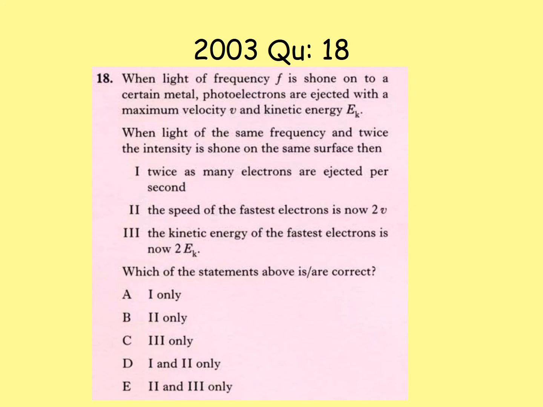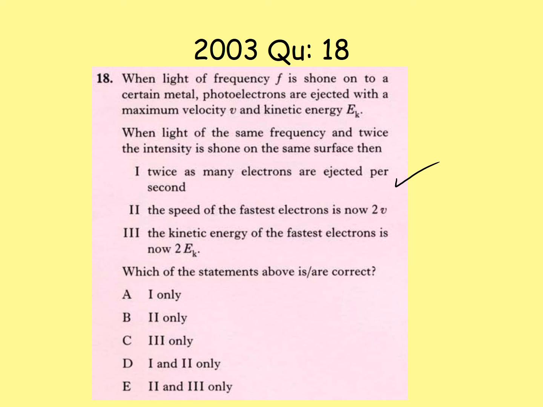2003, question 18. When light of frequency f is shone onto a certain metal, photoelectrons are ejected with a maximum velocity v and kinetic energy Ek. When light of the same frequency and twice the intensity is shone on the same surface, which of these statements are correct? Let's go one at a time. Twice as many electrons are ejected per second. Absolutely true. If we have twice the intensity, we have twice the number of photons per second, and therefore twice the number of electrons ejected per second.